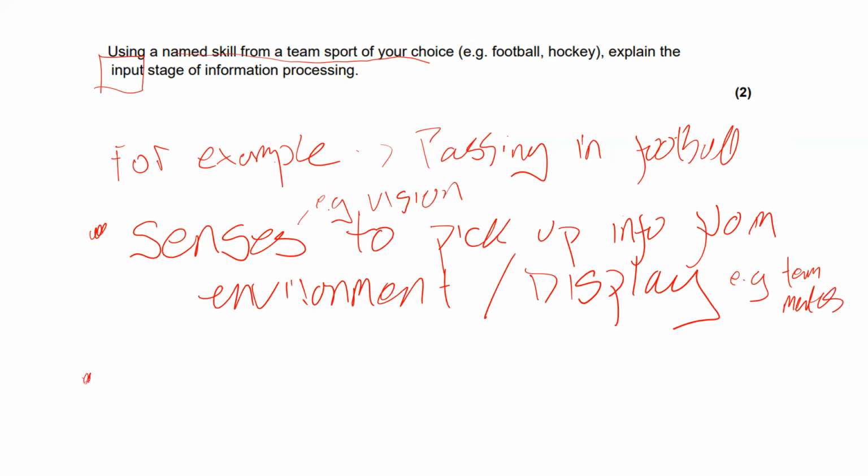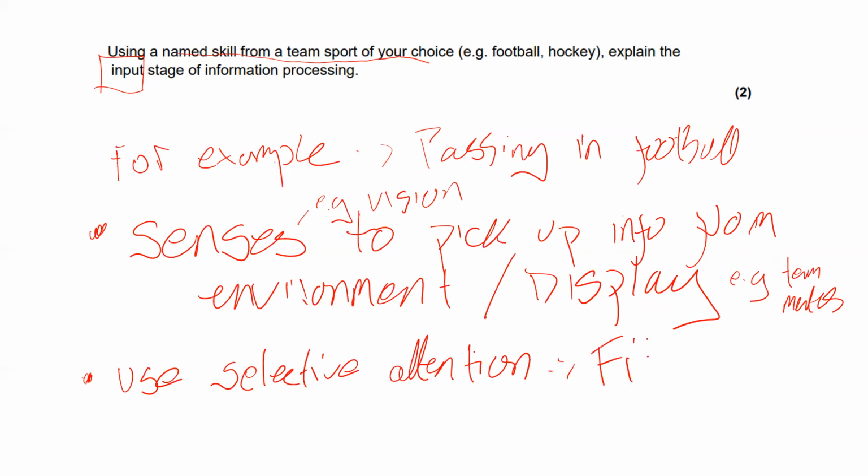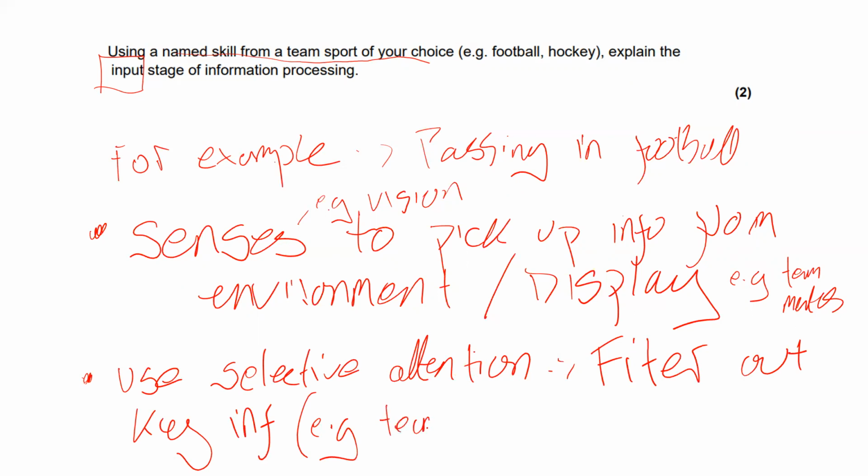Okay, and then the final bit, to take it on a level, they would use selective attention. Selective attention is all about filtering. So you filter out key info, e.g. teammates. Disregard, might call irrelevant information.